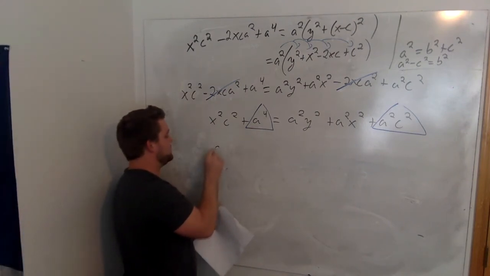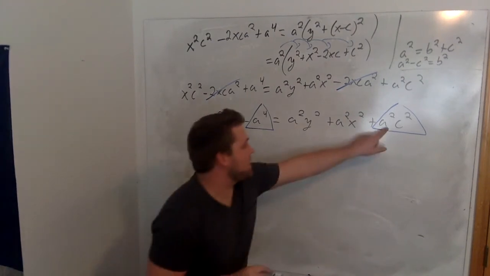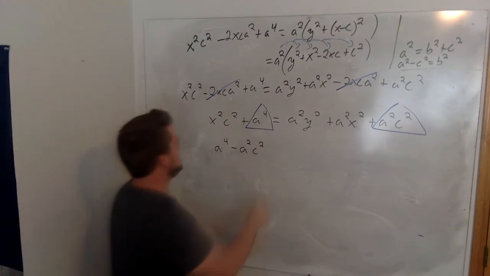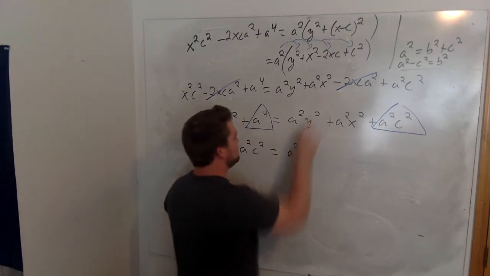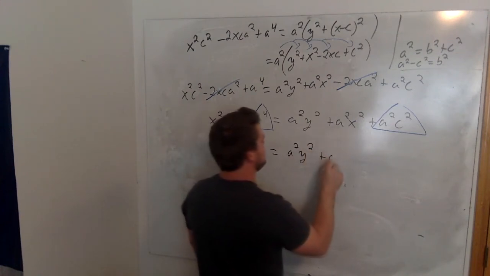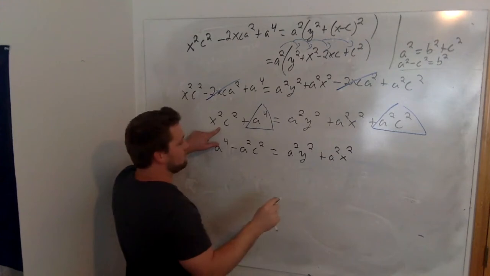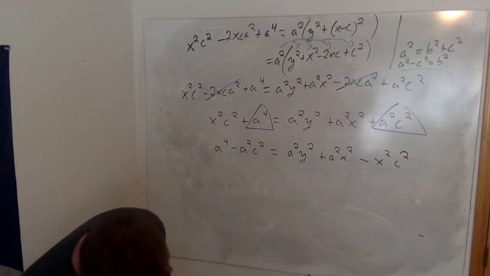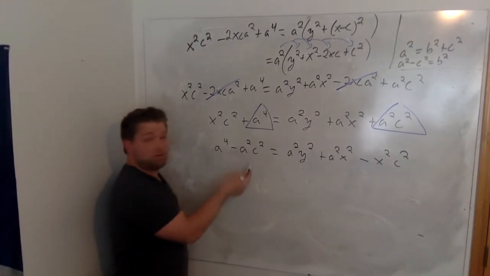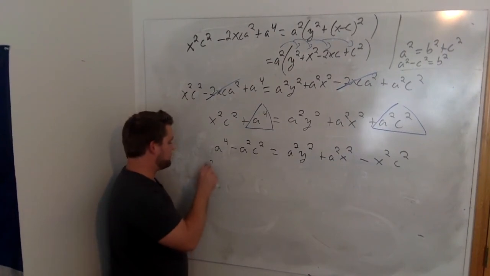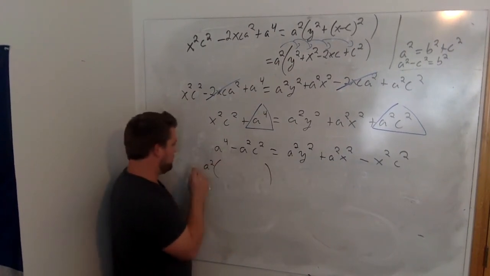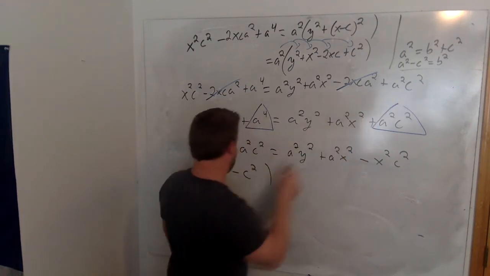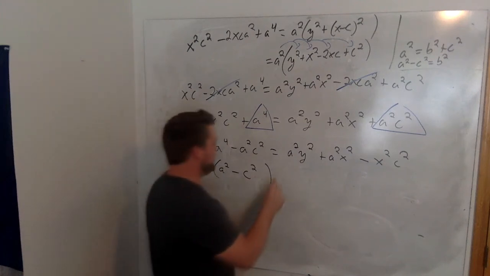So we're going to get a to the fourth. I'm going to subtract this piece to the other side, so minus a squared c squared. And that'll be equal to a squared y squared plus a squared x squared, and then minus x squared c squared. Okay, well, what's nice here is we can factor out an a squared. If we factor out the a squared, we'll be left with an a squared minus c squared, which is nice because we're going to change that into a b squared in a moment.